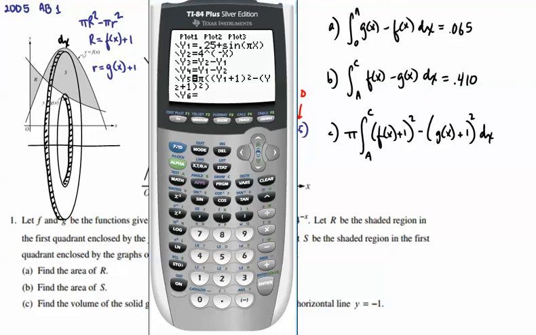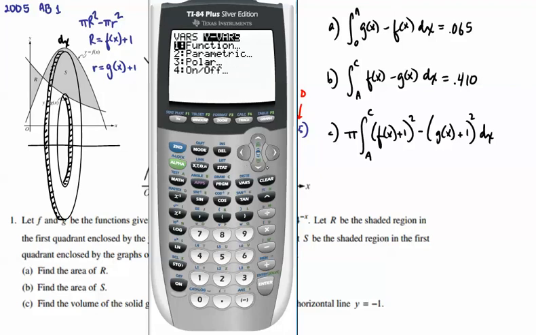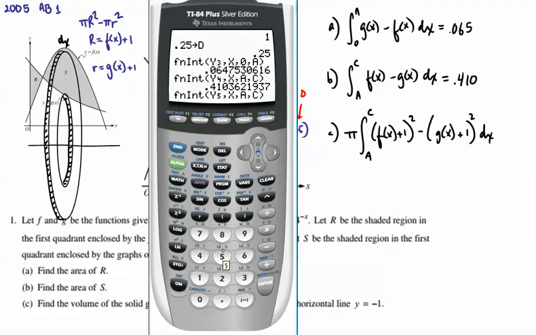We'll go back out to the home screen, call up the last command. Now we want to go y5, variables, y variables, function y5, and our limits of integration are still from a to c, and we get 4.559 rounded to 3 decimal places. And that's going to do it for part C and for this problem.